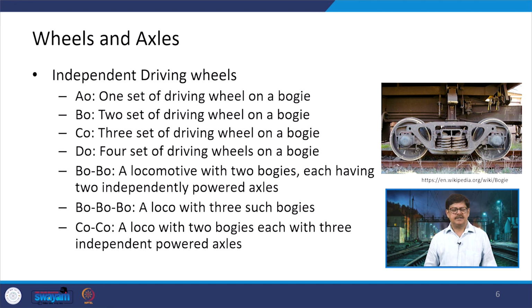Now here are some examples. When you talk about independent driving wheels, AO is one set of driving wheels on a bogie. A is for 1, B is for 2, C is for 3 and D is for 4.